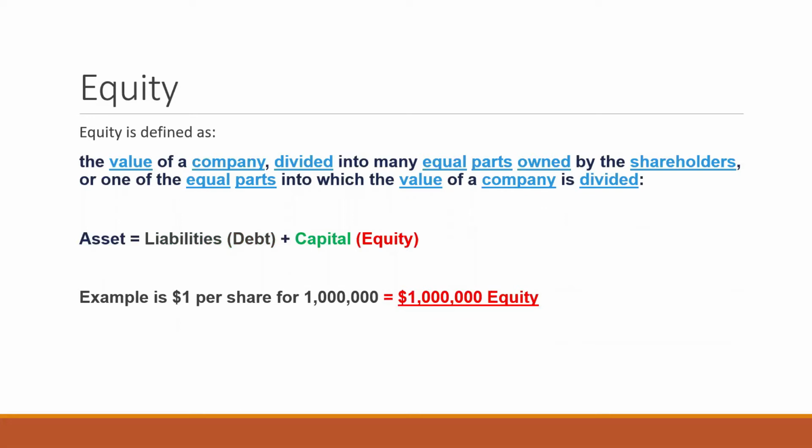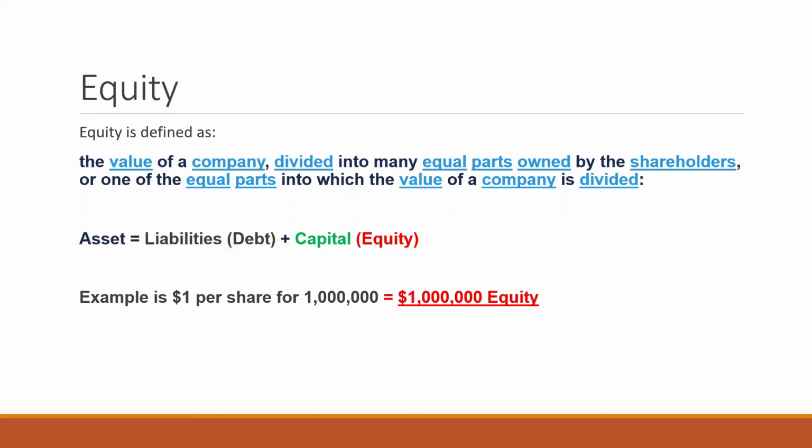So let's say, for example, again going back to the initial concept of asset is equal to liabilities plus capital. We're not going to consider asset at the moment. We're going to look at the capital side of it. So capital here is $1. Let's say we have $1. This is $1 per share.